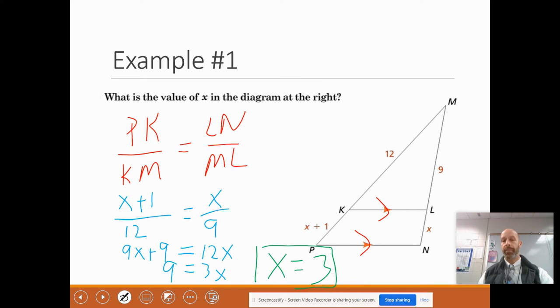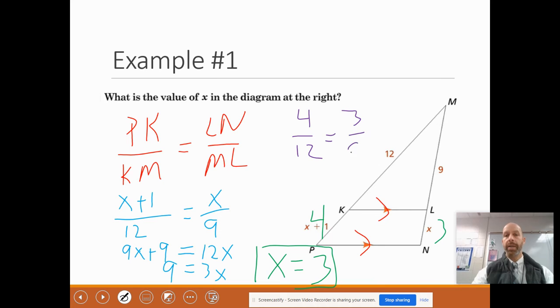And we can check that. If you put 3 in for x in PK, then you're going to get a length of 4. If you put 3 in for LN, then of course it's just 3. So what I'm telling you is if we go back to our original proportion, I'll do this in purple, you're saying essentially 4 is to 12 as 3 is to 9. And I hope by just looking at those numbers substituted in, you can tell that that proportion is true.